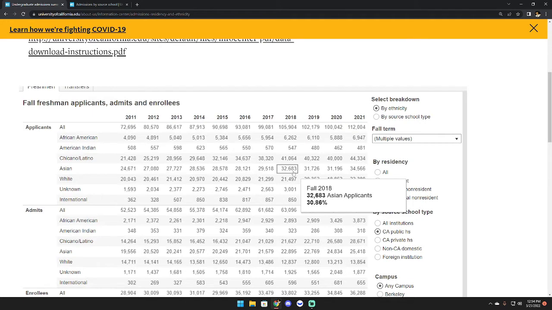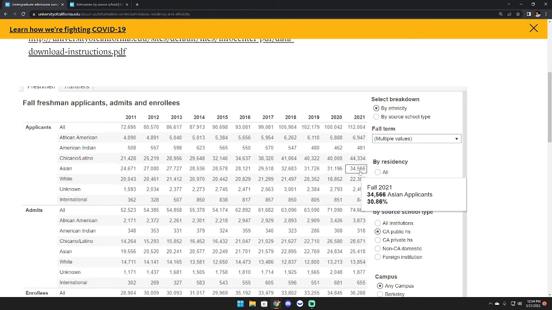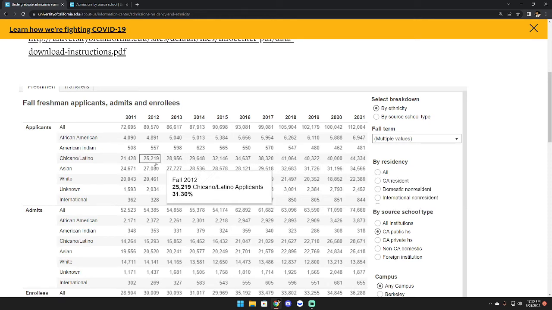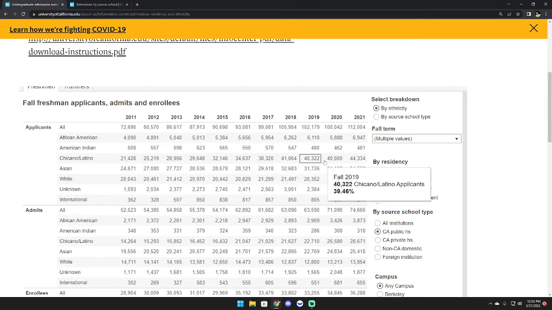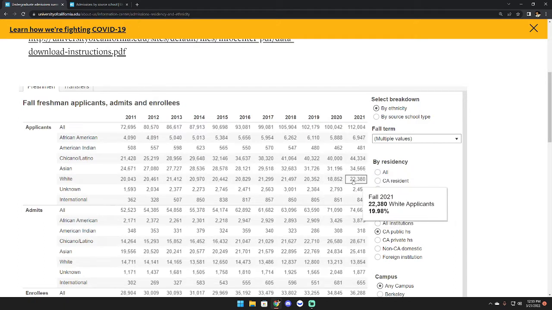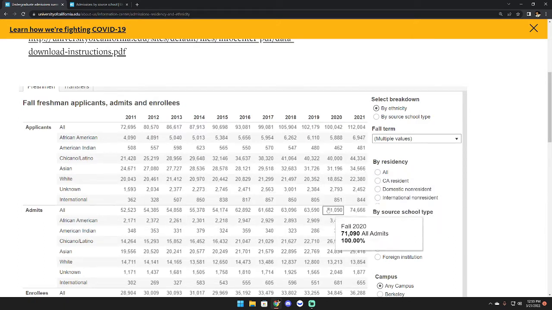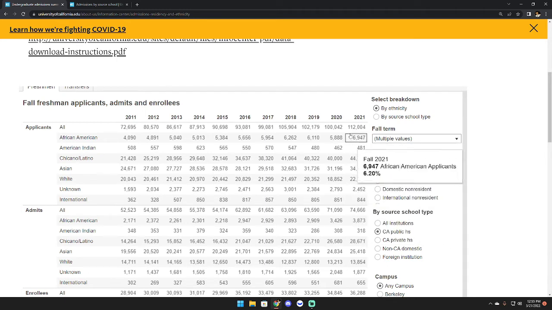It had a small little dip from 2018 to 2019, but it just continues to grow in its capacity. Additionally, Latinos as well. In a matter of 10 years, it's more than double the acceptance, from 21,000 to 44,000. So that's pretty significant. I feel like all ethnicities are on the rise. So they're just increasing their capacity for how many they can admit.